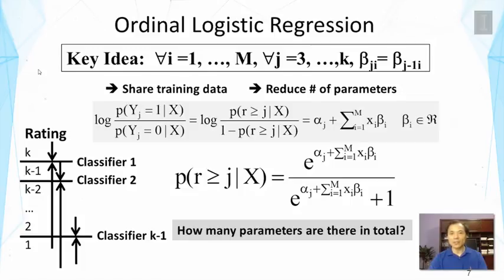Again, that's an interesting question to think about. If you think about it for a moment, you will see now we have far fewer parameters. Specifically, we have m plus k minus 1, because we have m beta values and k minus 1 alpha values. So that's basically the main idea of ordinal logistic regression.